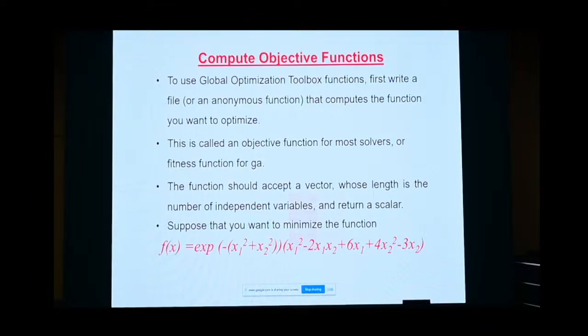Next, now we'll take one example, so it will be more clear. To use the global optimization function, first we have to write a file that computes the function you want to optimize. Let us say this is the function given. F of x is a complex expression given in terms of x1 and x2. Our objective is to search the variables x1 and x2 such that f of x is minimum. So how to write this? First you have to create an M file where f of x is calculated, using the MATLAB expression for that.